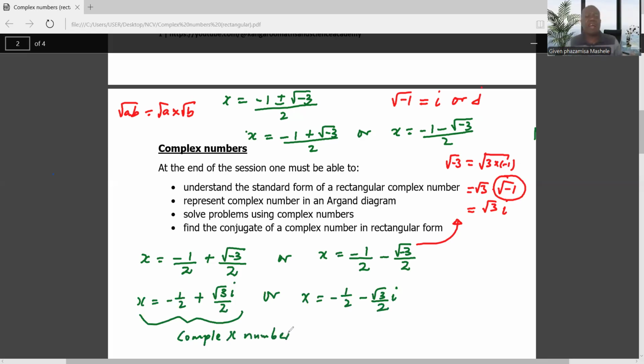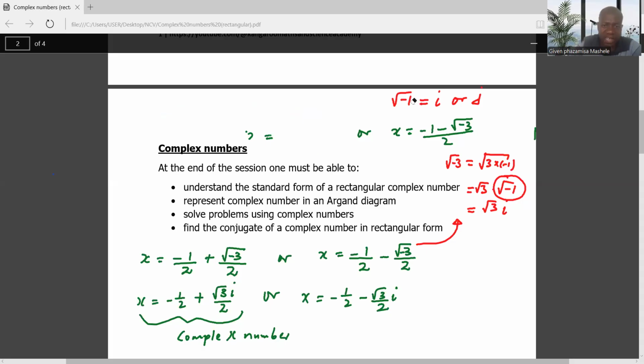So which means that under the complex number, we have incorporated the real number and the non-real number. So it means a complex number actually comprises the real part and the non-real part. And this non-real part is called the imaginary number. And this is actually called a complex number. So now we understand what a complex number is, right?